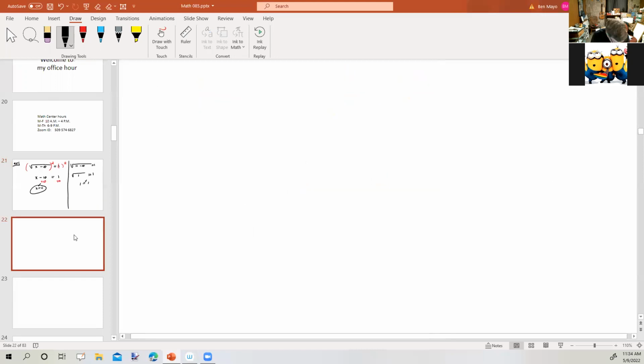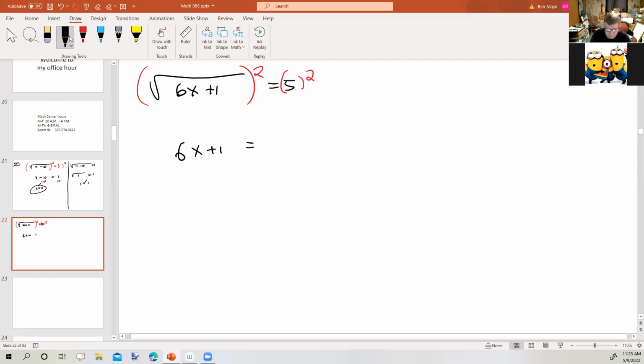All right, let's take a look at another one. The square root of the quantity 6x plus 1 equals 5. Once again, we already have the radical term isolated. It's a square root, so we will square both sides of the equation. On the left side, the square root of 6x plus 1, the quantity squared, gives us 6x plus 1. On the right side, 5 squared is 25. So we get 6x plus 1 equals 25. Subtracting 1 from both sides of the equation, 6x is 24. Dividing both sides by 6, x equals 4.